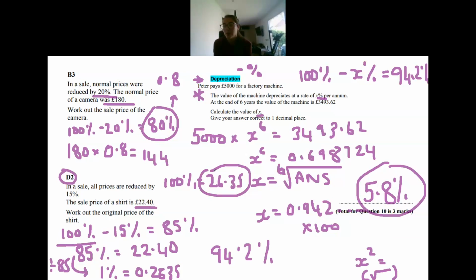Percentages, you cannot just find 15% of £22.40 and add it on. It doesn't work like that, because 15% of that is a different number to 15% of the original price, because they're different amounts.